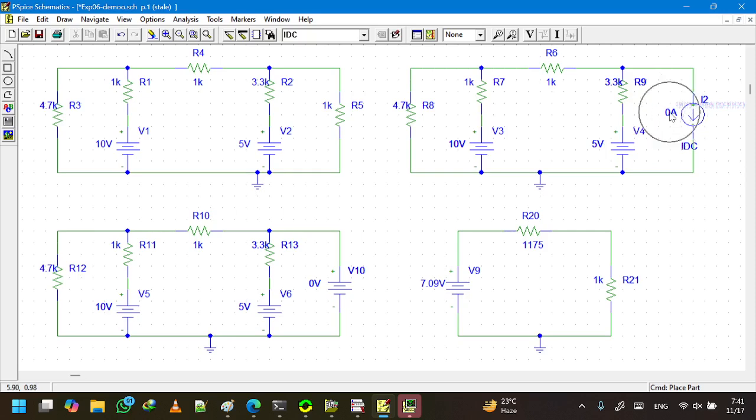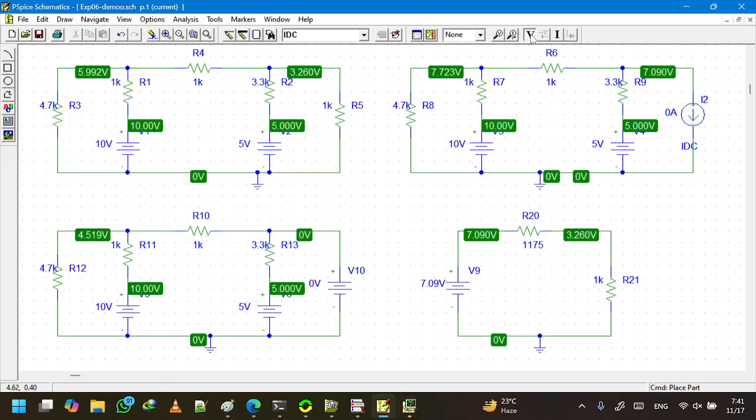So we understand that 0 ampere current is flowing. So that means this is an open circuit. No current is flowing, and we have no voltage drop across. So on this side and this side, the difference is 0. So there is no voltage drop. Now, if we simulate, we will see the same value, 7.09 volt, as the voltage.